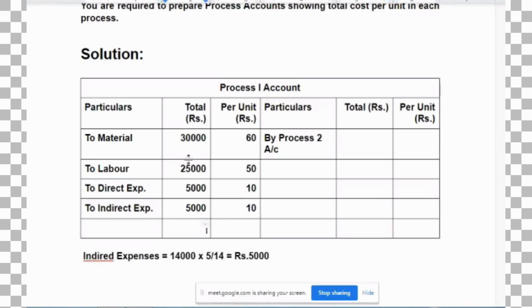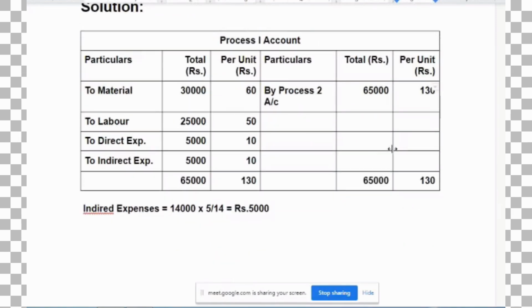So what is the total here? 30 plus 25 plus 5 plus 5. So 30, 30, 60, 65 is the total. 65,000. Yes. And per unit is 130, I think. Yes, sir, 130. Now the same is put on credit side, 65,000 and 130. And here also 65,000 and 130. So the first account, process account is successfully completed.